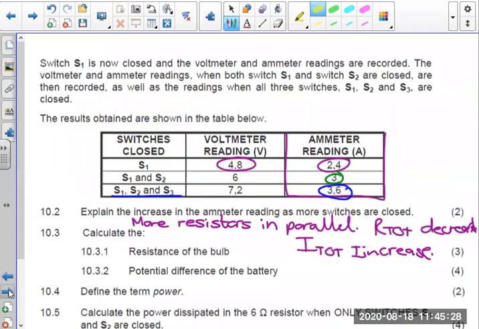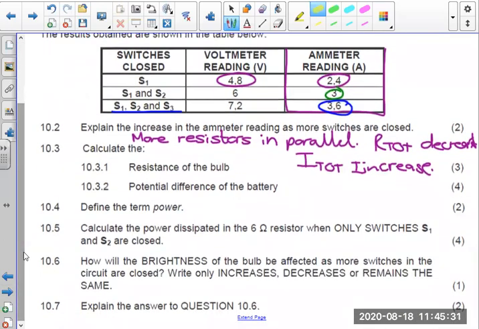Now they say the next one is define the term power. It is important that you know that power is the rate at which work is done, because sometimes they can just ask us to calculate the rate at which work is done in the 6 ohm resistor and not straightforwardly ask for the word power. So power means the rate at which work is done, then you will get your 2 marks.